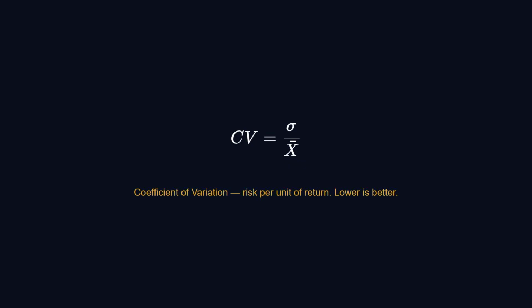20% volatility on a 15% return is very different from 10% volatility on a 5% return. The coefficient of variation, or CV, solves this by measuring risk per unit of return. CV equals the standard deviation divided by the mean. Stock A, 20 divided by 15 is 1.33. Stock B, 10 divided by 5 is 2.00. Stock B has more risk per unit of return. Higher CV means relatively more risk. Lower CV is preferred. The exam loves this comparison.